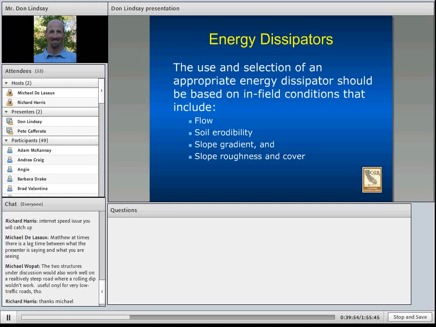The use and selection of an appropriate energy dissipator should be based on in-field conditions and is a function of flow, soil erodibility, slope gradient, and slope roughness and cover. The areas where energy dissipators are required are where runoff flows are concentrated, such as in ditches, at the outlets of culverts and slope drains, and below rolling dips.